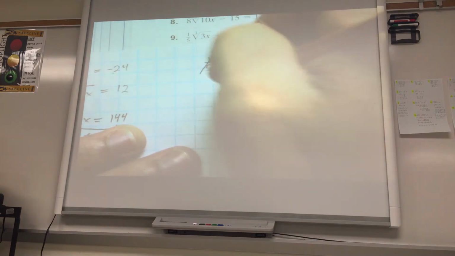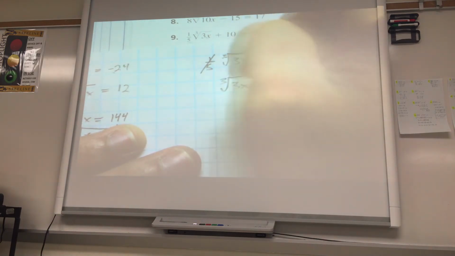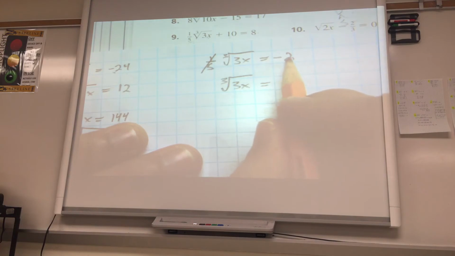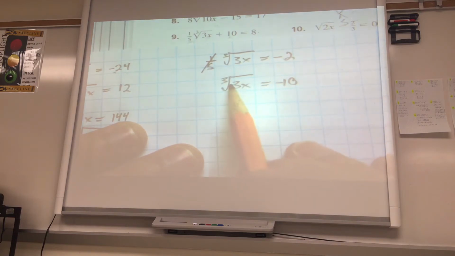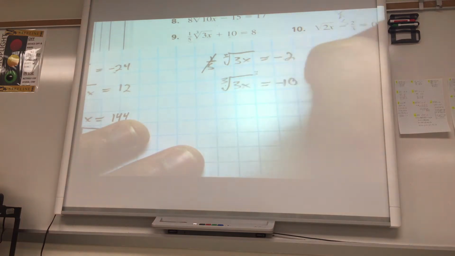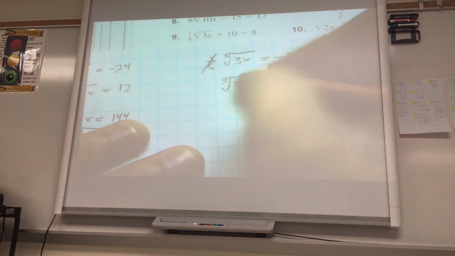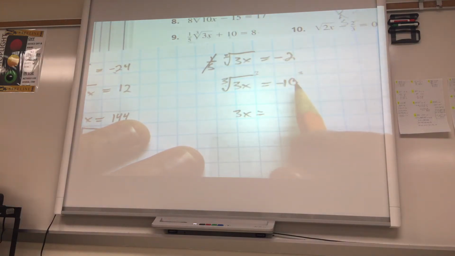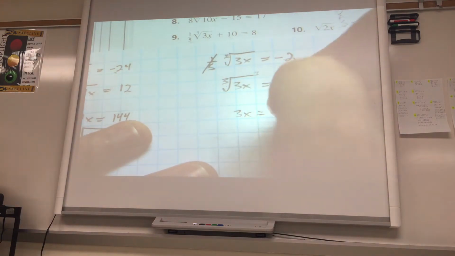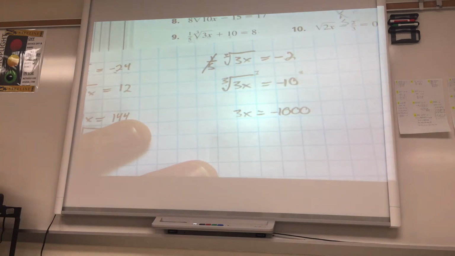So I have the cube root of 3x equals this times 5. What you do to one side, you have to do the other. So that times 5 is negative 10. Okay, now I have the cube root isolated, so I can get rid of that. That's my whole objective right now. So I'm going to cube both sides. I'm going to be left with 3x equals negative 10 times negative 10 times negative 10 is negative 1,000.